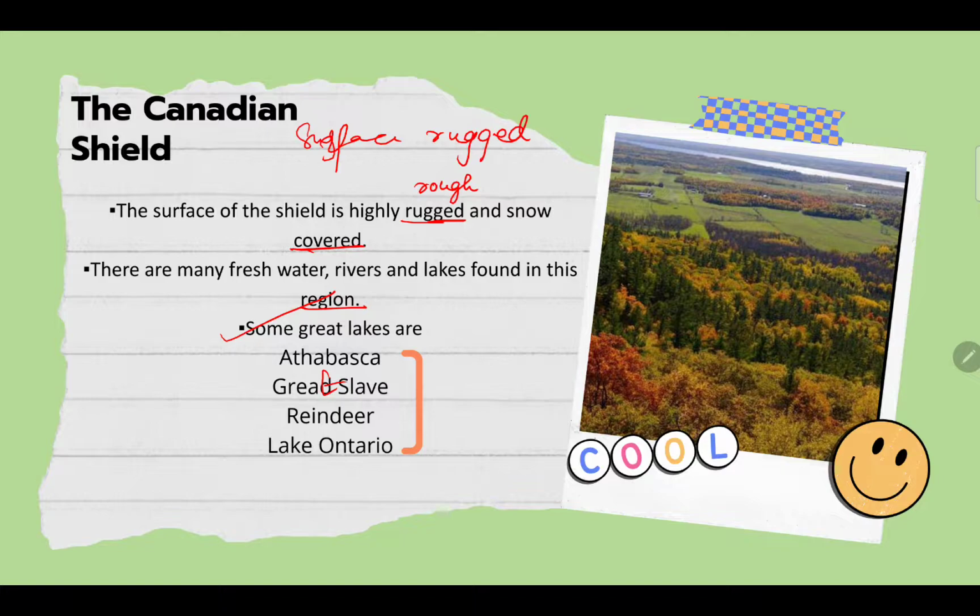The Canadian Shield is very rich in minerals. Mineral ores are found in very hefty amounts. It covers 8 crore square kilometers. To the east it has the Labrador plateau, and to the north the Arctic Ocean. The surface is very rugged or rough, and it's always covered in snow. It has so many freshwater rivers and lakes, and these are certain examples. Okay, this is the Canadian Shield.